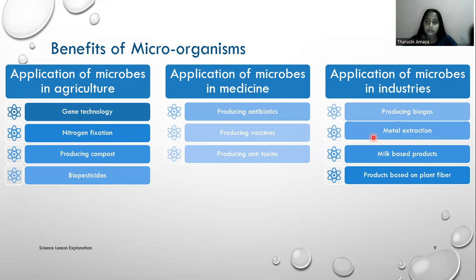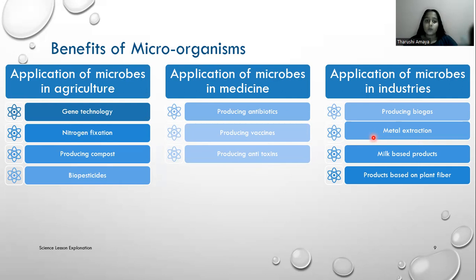And the next one is biopesticides. Biopesticides are used to control insect pests that cause damage to crops. For example, the fungus Alternaria is used to combat the aquatic weed Salvinia.